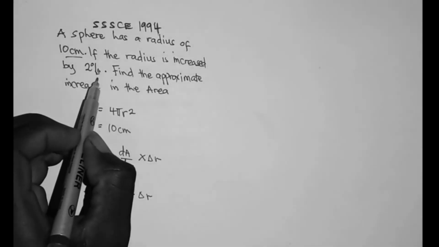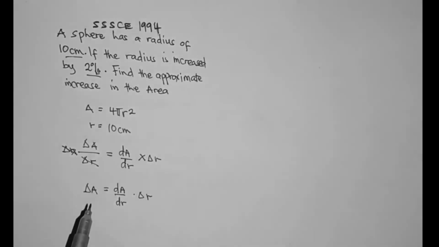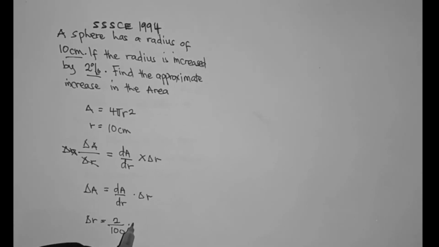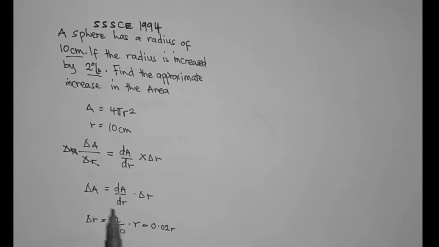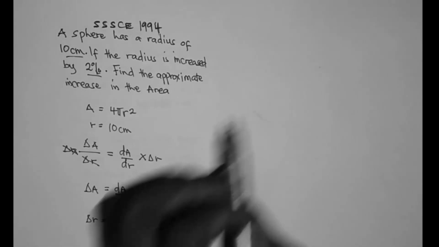But now, from the question, the radius was increased by 2%. This means that delta R is equal to 2% which is the same as 2 divided by 100 times the radius, and this is equal to 0.02 r. But from the question, the value of the radius was given. So now let's find dA/dR.